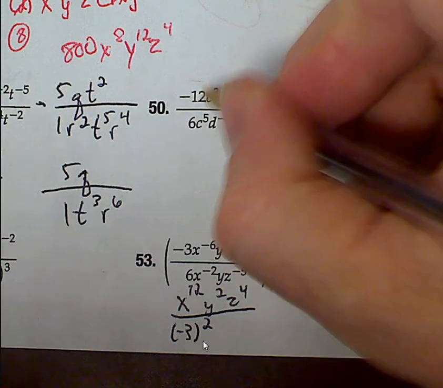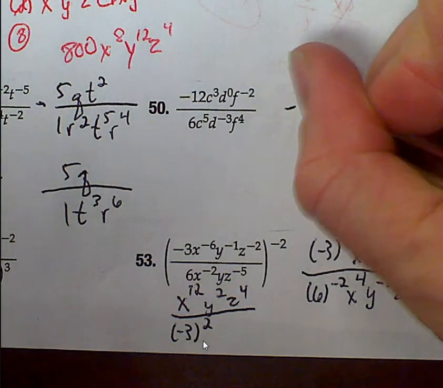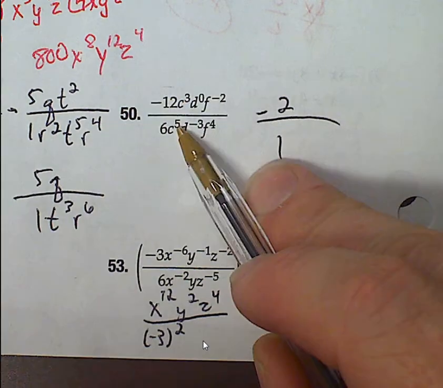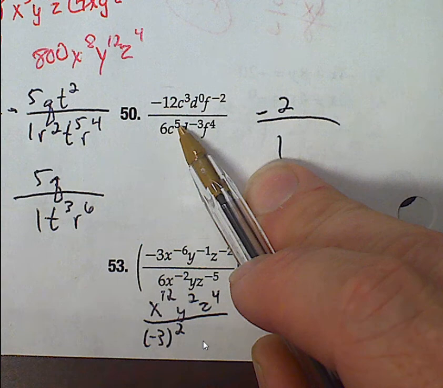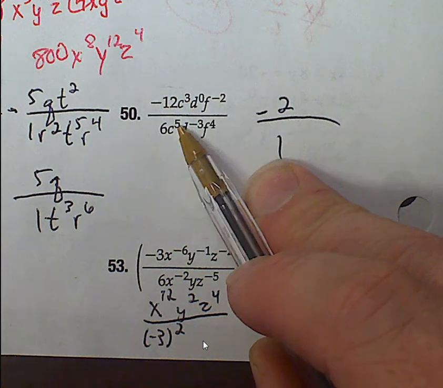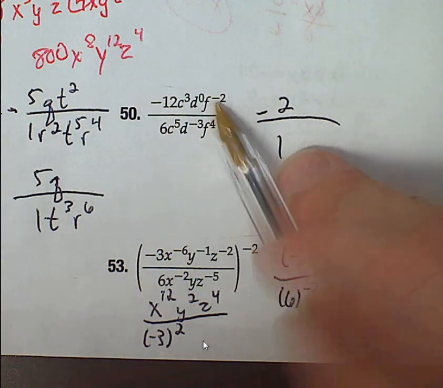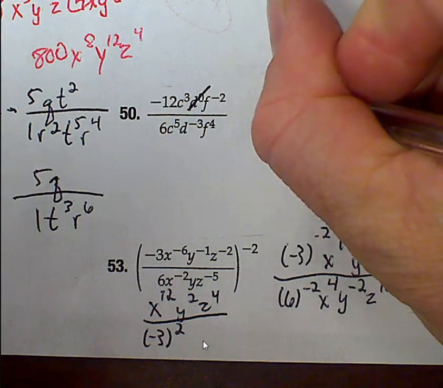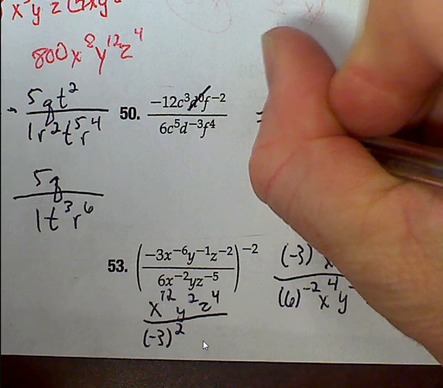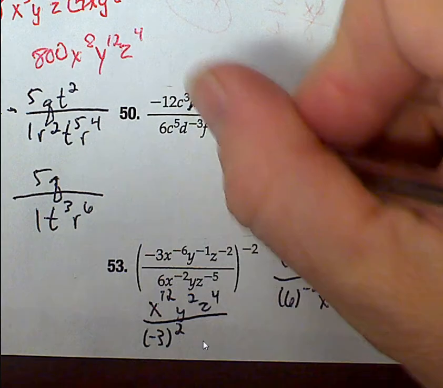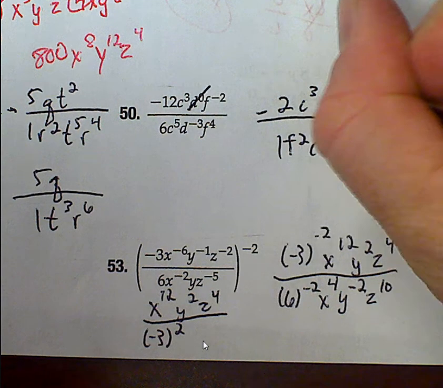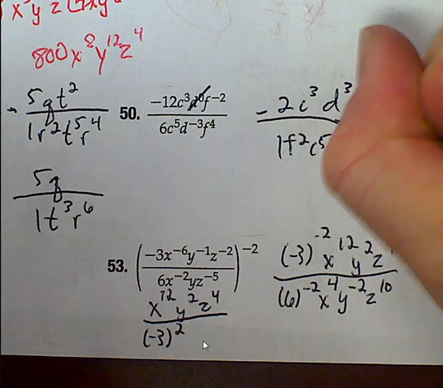Okay. -12 over 6 becomes -2 over 1. I simplify my front numbers. C3, C5, they're on top of each other, so I could subtract those right now. But before I do that, let's get rid of our negatives, just like I taught you in class. So d to the 0 goes away, C3 stays, F2 goes on bottom, C5 stays, d to the -3 goes on top, and then F4 stays.